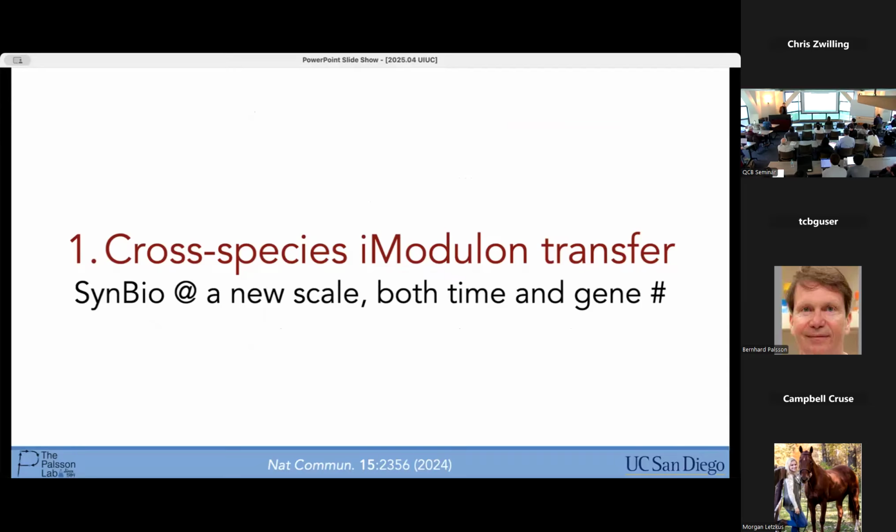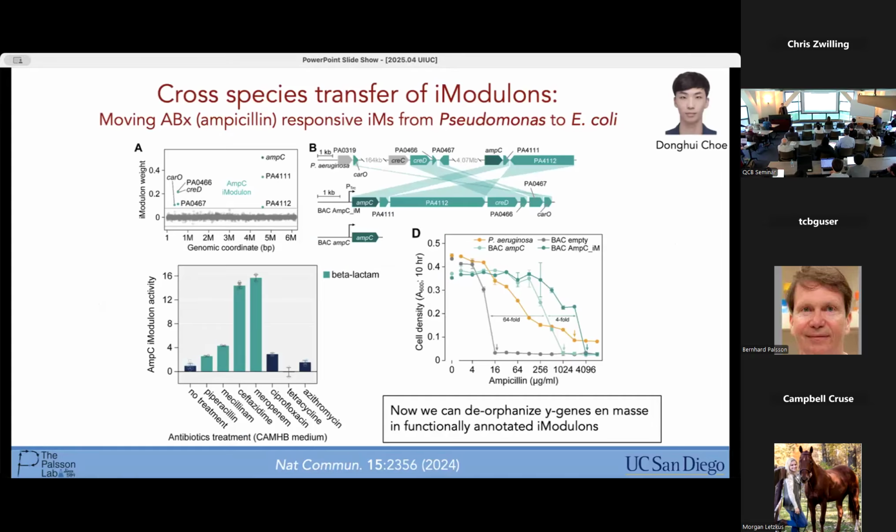So the hypothesis is that each one of these signals is independent. All these genes that are in an iModulon are a cellular function. So we said, why don't we take a cellular function from one bacteria and put it into another and see if it boots up that function? So that's what cross-species transfer means. There are a few traits of interest. This one shows that there is an iModulon in Pseudomonas aeruginosa that responds to penicillin-like antibiotics.